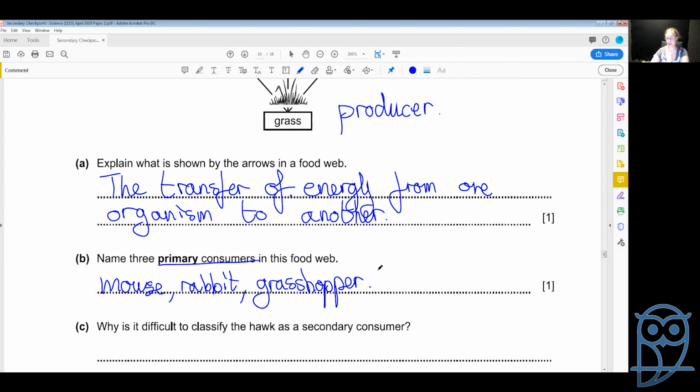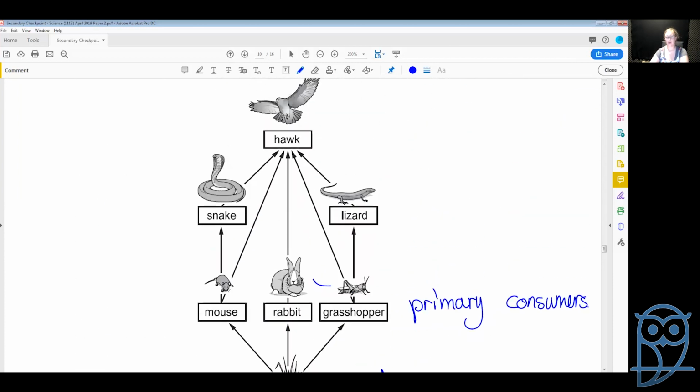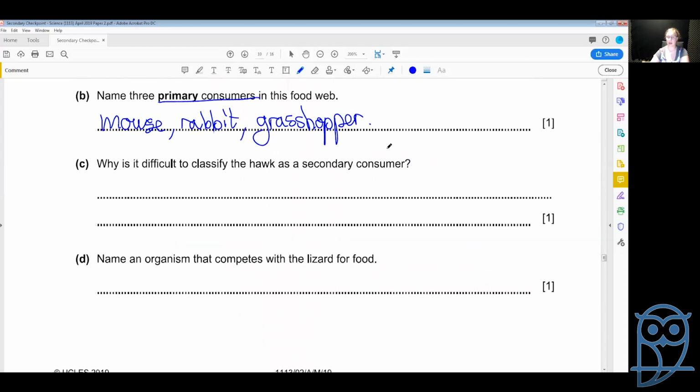So why is it difficult to classify the hawk as a secondary consumer? So here, depending on which branch of this food tree we follow, we can go from grass to rabbit to hawk, that's secondary. We can go from grass to mouse to hawk, that's secondary. But if we go grass, mouse, snake, hawk, that's a tertiary consumer, so we can't classify them easily as a secondary. So here we just need to give a counterexample.